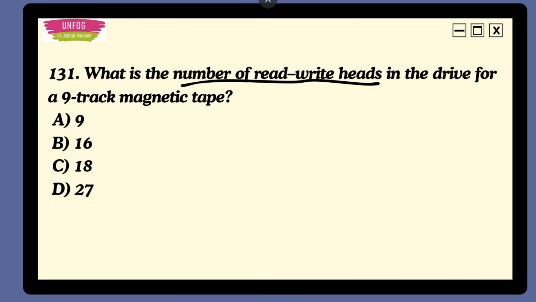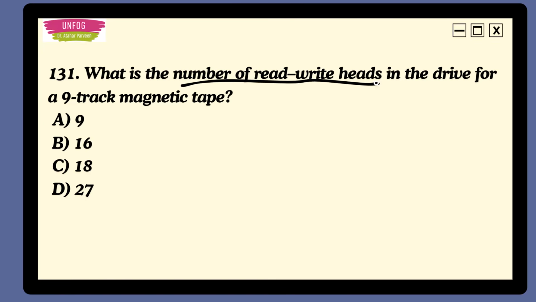Now explaining you this whole number of read-write heads will take a lot of time. I am trying to keep it short. If you want detailed explanation of anything, just write in the comments. Our team will provide you detailed explanation in future. But for now, to solve this question, I will give you a trick.